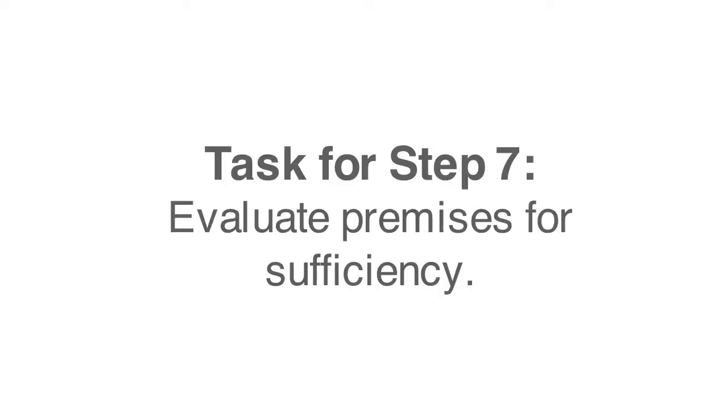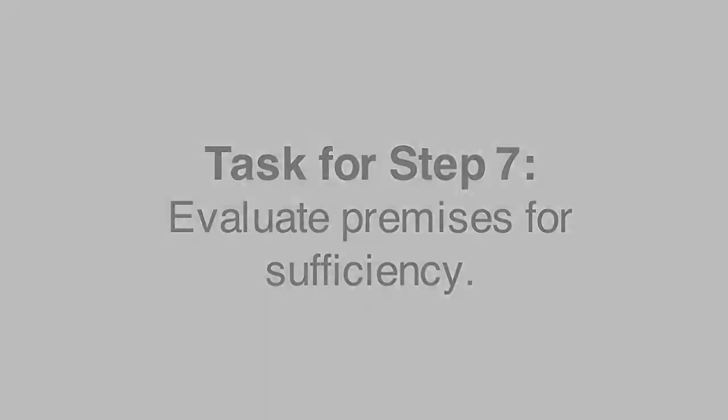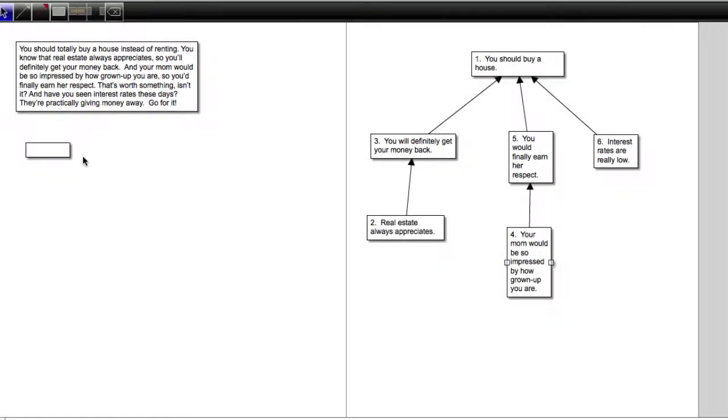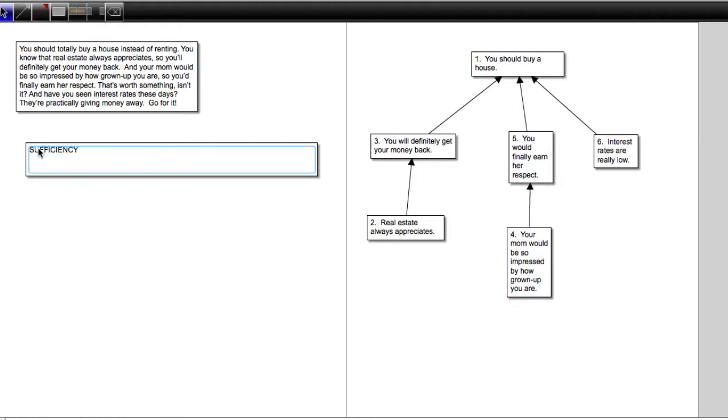Okay, so we're working on step 7, evaluating premises on the basis of sufficiency. And we've made our way to example number 5. There's the diagram that we worked out back in step number 3. I'm just going to create another text box here for our evaluation of the premises based on sufficiency. I'm going to start at the bottom of the diagram, which is what I like to do.